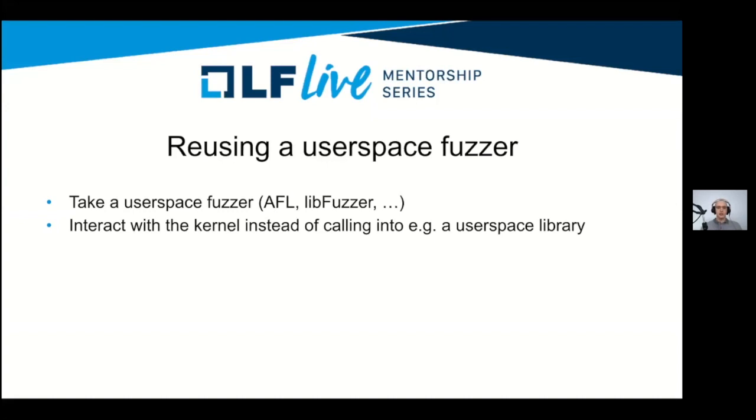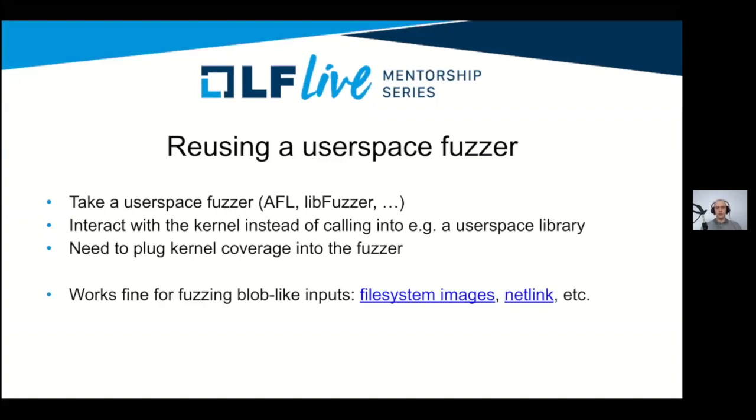So if you take a user space fuzzer, first of all, instead of calling a function of a user space library, which is what you normally do when fuzzing user space apps, you interact with the kernel. For example, you call a particular syscall or a sequence of syscalls. The other thing you will need to do is plug kernel coverage into the fuzzer. All of the user space fuzzers rely on a certain type of coverage, but for the kernel this is completely different.